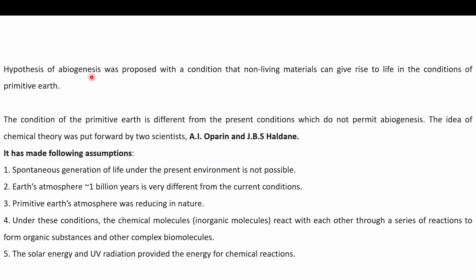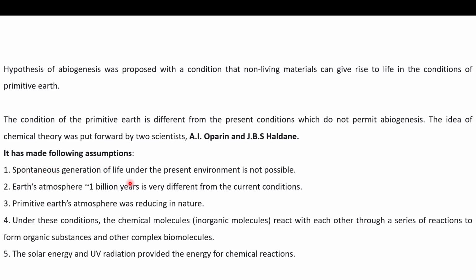So, the hypothesis of abiogenesis was proposed with the condition that non-living materials can give rise to life in the conditions of primitive Earth. The conditions of primitive Earth are actually different from the present conditions. The present conditions of Earth do not permit abiogenesis. So, the idea of chemical theory was put forward by these two scientists, Oparin and Haldane, and the following assumptions were made.